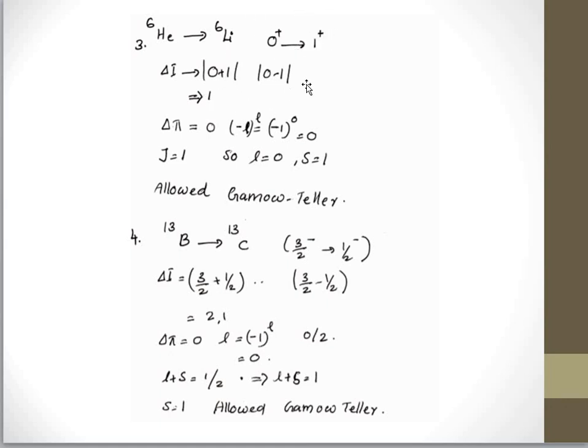That is, L is equal to 0 here. When L is equal to 0, S is equal to 1. So then delta I is equal to 1, and delta pi is equal to 0, so minus 1 raised to L, minus 1 raised to 0, gives no parity change. So for the second condition we are taking the value J is equal to 1, and we fix the L value.